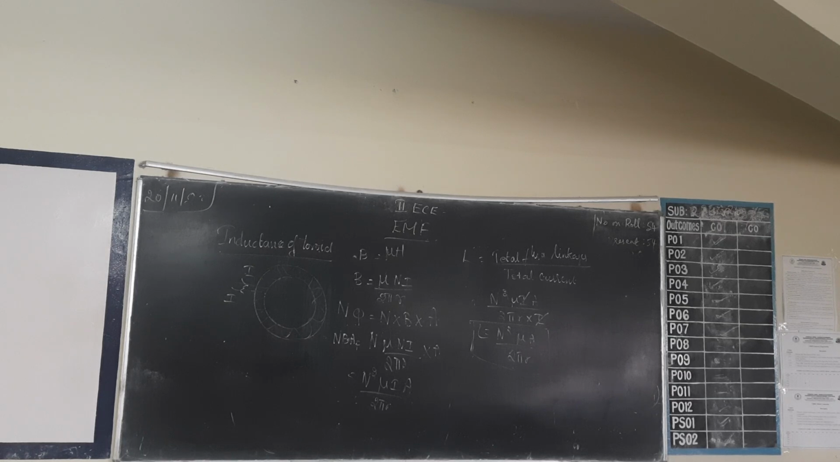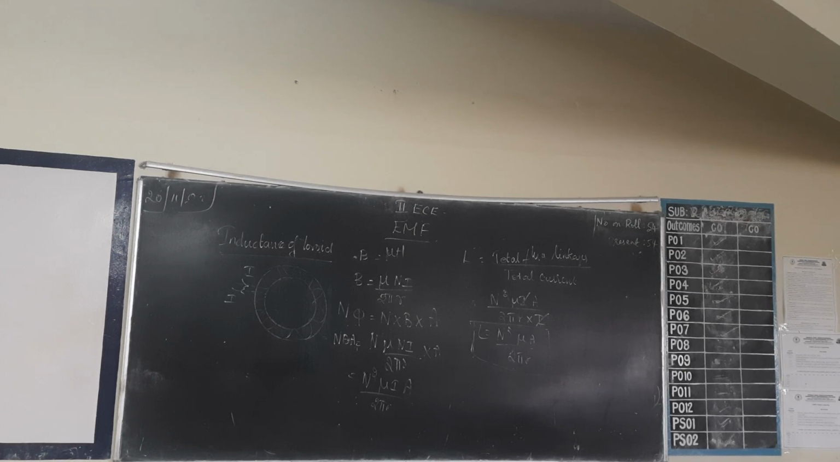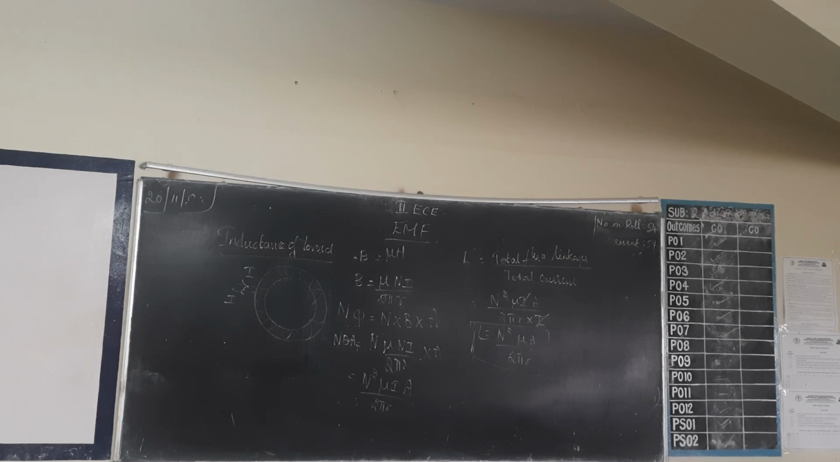Next, for a toroid with N number of turns and height h, let R1 be the inner radius and R2 be the outer radius. Then the inductance is given by L is equal to mu N squared h by 2 pi into ln of R2 by R1. I am repeating: for a toroid with N turns, height h, inner radius R1 and outer radius R2.